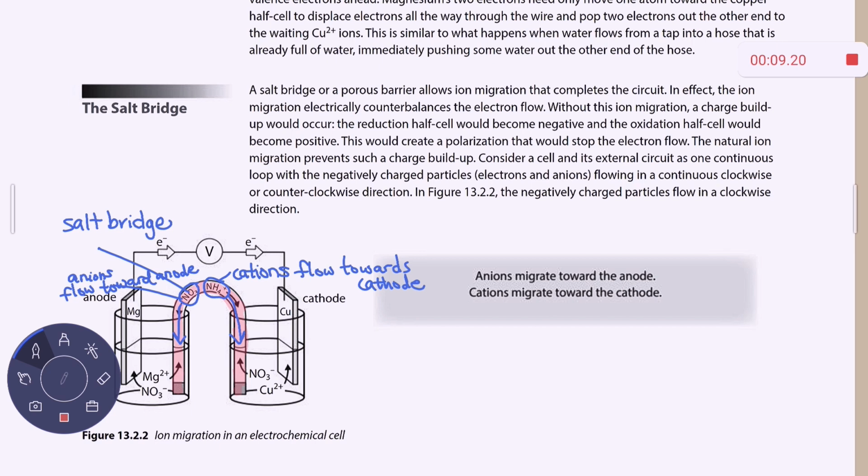And here we've got our magnesium electrode. When the electrons leave, it's converting this solid magnesium electrode into magnesium ions. So these magnesium ions that are being produced, that positive charge is being countered by the negative charge from the anions that are moving towards it. So here, anions migrate toward the anode, and cations migrate towards the cathode.